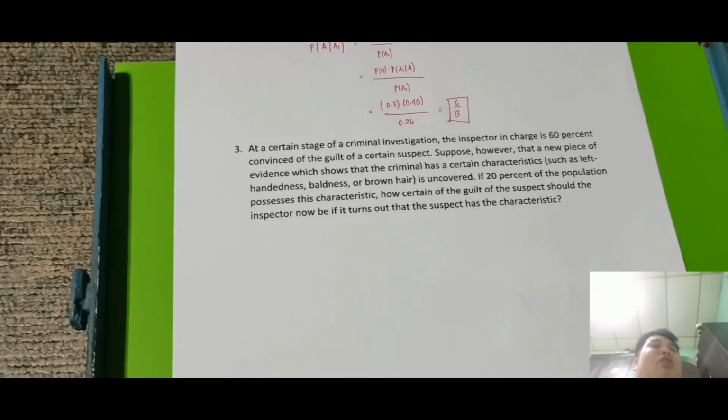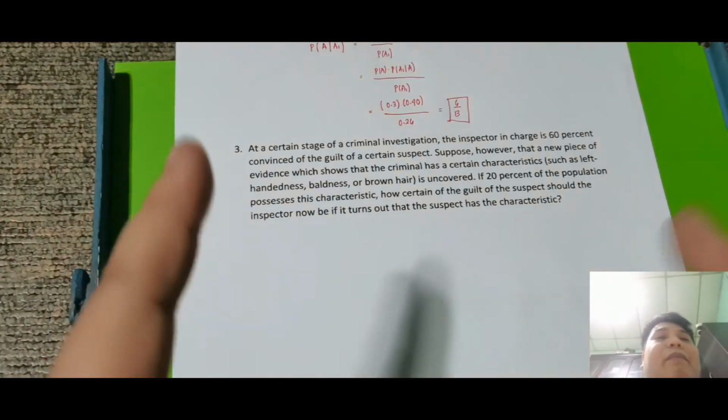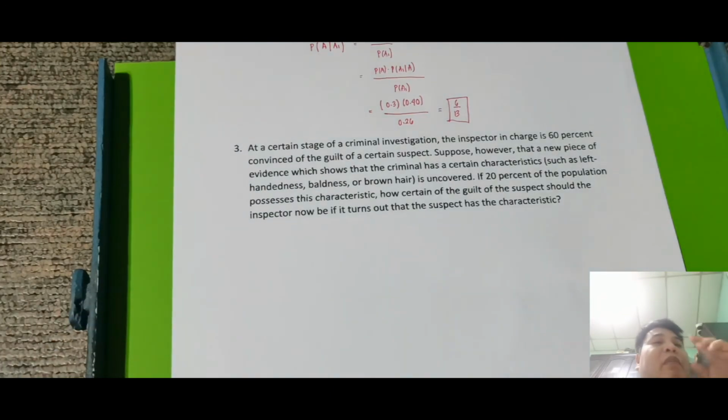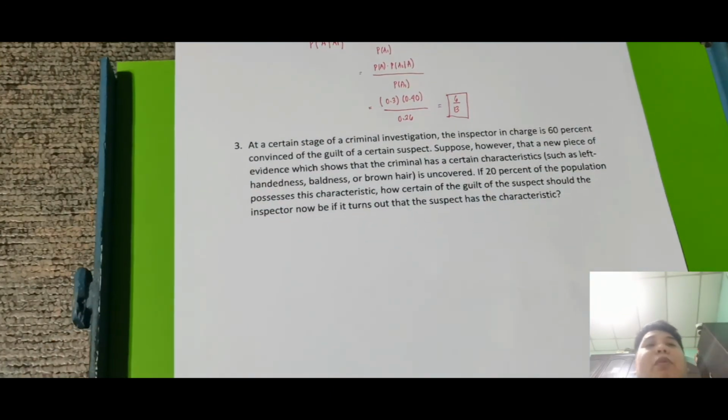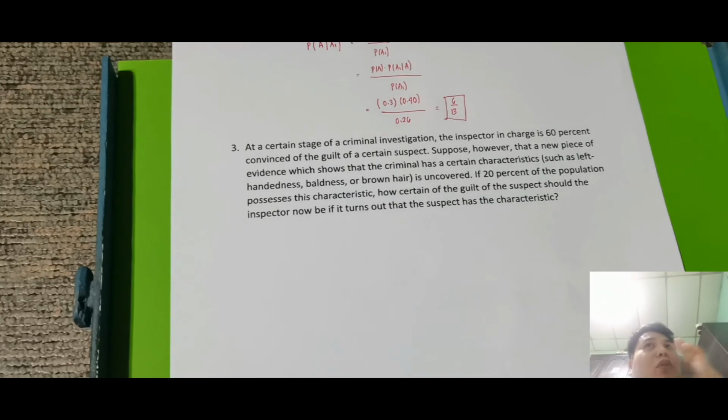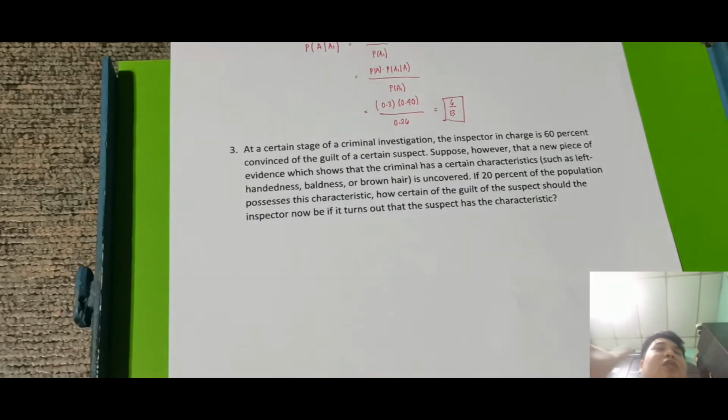So, it's either kalbo siya tapos kaliwete, ganun na lang. Or brown hair siya or kaliwete. Since yung example natin, kalbo siya at the same time kaliwete. Okay, so now is uncovered, if 20% of the population possesses this characteristic. Hindi ko sinabing sure na 20%, pero malapit na 20% ng population natin ay kaliwete. Tapos iba din, kalbo, so possible din, it's brown hair.